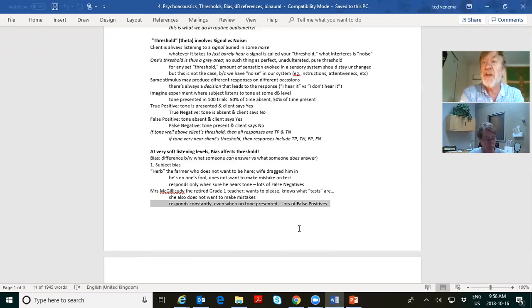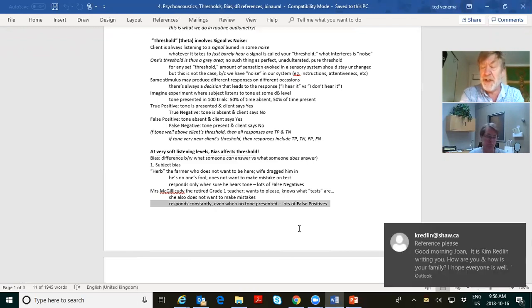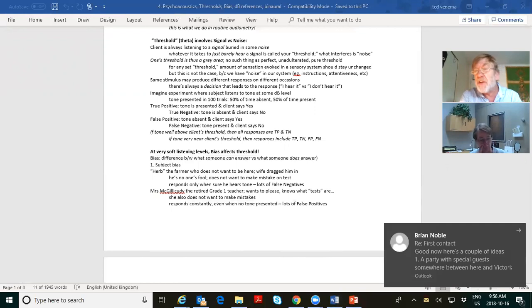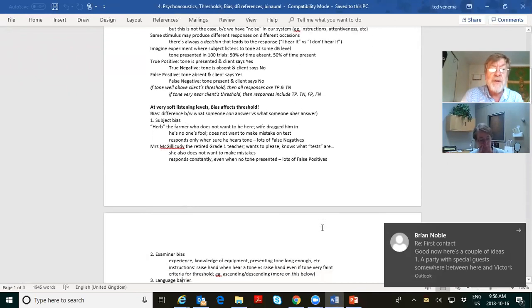The art, A-R-T, not the science, the art of this field is learning how, as a clinician, to pull in Herb from right of center and pull in Mrs. McGillicuddy from left of center. There we go. Good stuff. And our notes move on. Let's move on down the page.